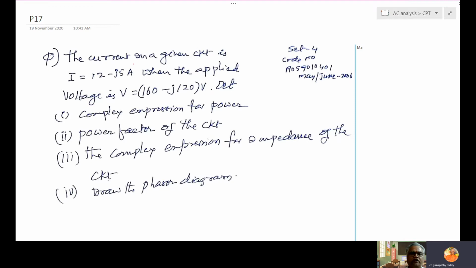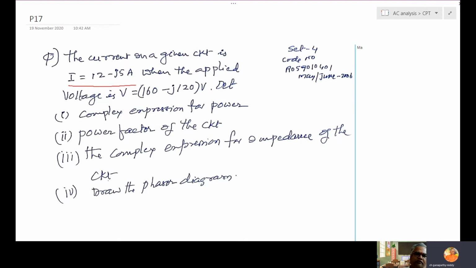Problem is simple. Current in a given circuit is I, just see the question style, capital I equal to 12 minus J5. Current is given. So you will get a doubt now. What is current? Can be a DC signal, current can be an AC signal. What is this nonsense, 12 minus J5 amps? So that's how people will get confused.